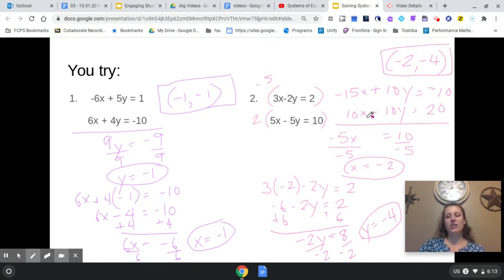Adding the two equations together, we get -5x equals 10, so x equals -2. I chose the top equation this time to plug that value back into. So 3 times the -2 that we just found minus 2 times y is supposed to equal 2. And solving that equation for y, we get y equals -4. So my solution is at (-2, -4). All right, this concludes the lesson on elimination.